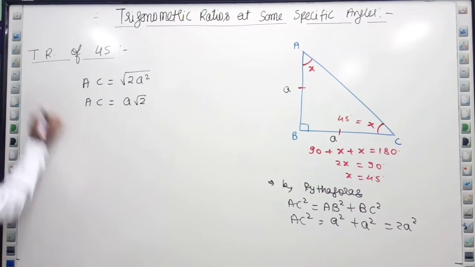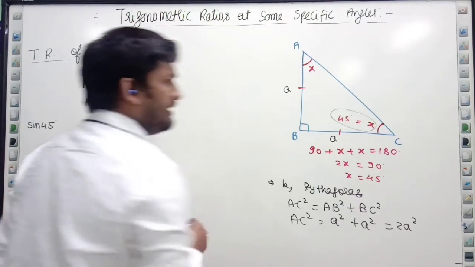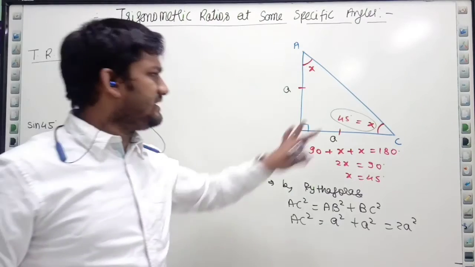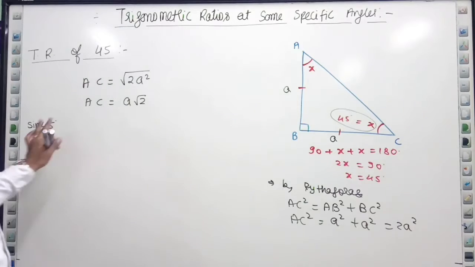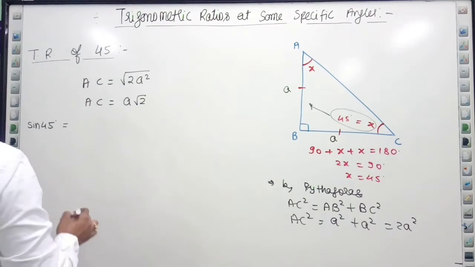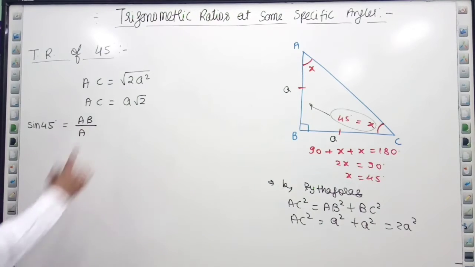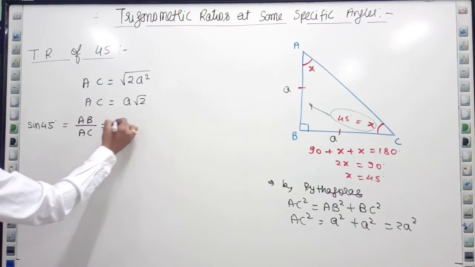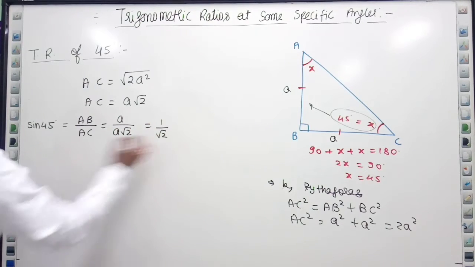Now I am writing the trigonometrical ratios. First is sine 45. I am taking this angle as 45 degree, although both angles are the same. So we have sine 45. Sine is perpendicular upon hypotenuse. What is perpendicular? Opposite to the angle. Opposite to the angle means AB, upon hypotenuse, which is opposite to the right angle, AC. AB is A, AC is A root 2, so 1 upon root 2.